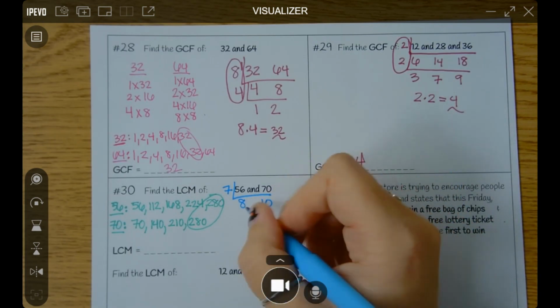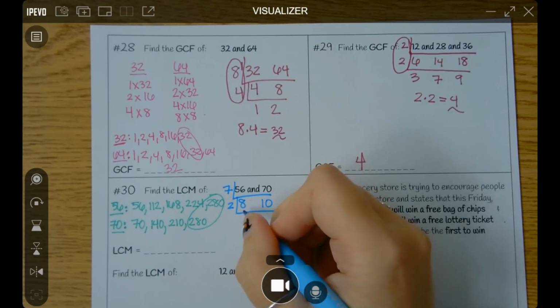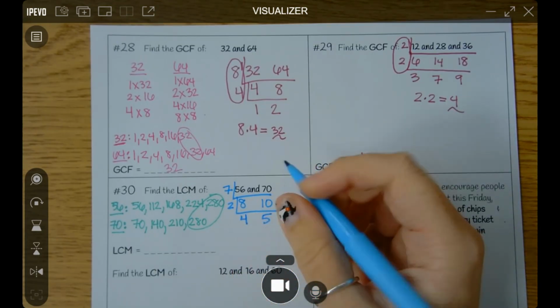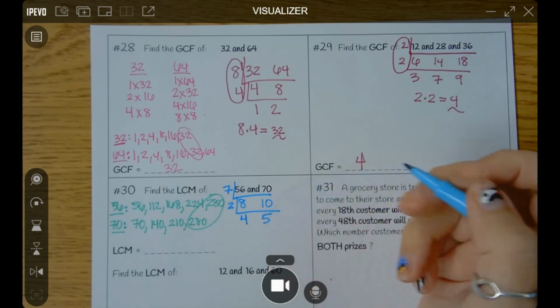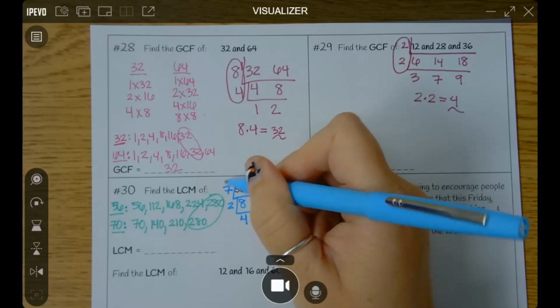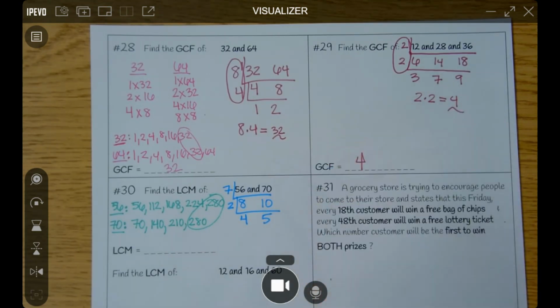Okay, I'm going to pull out a 2 now because I see 2 can go into both of these. And 2 goes into 8, 4. 2 goes into 10, 5. Nothing can go into 4 and 5, so I'm done. Now, if I was asked to find the GCF, I'd do just the factors along the side. 7 times 2 is 14. 14 is the greatest number that can divide into 56 and 70.